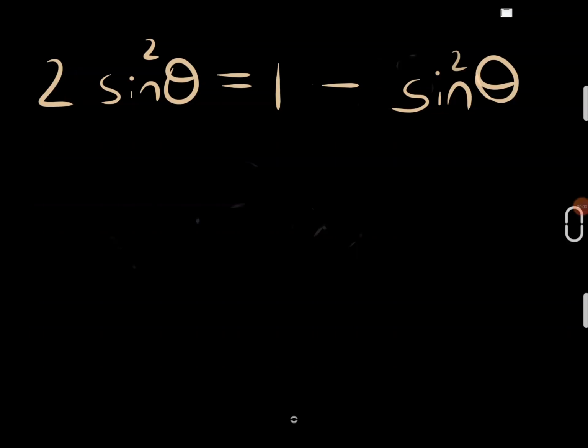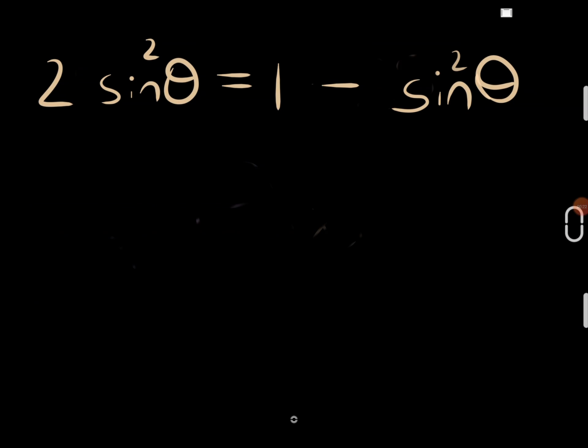So students, in this video we will not be looking into anything difficult. It will be a very small thing. Now, when you have something like this, 2 sine theta is equal to 1 minus sine square theta, how are you going to solve such things?